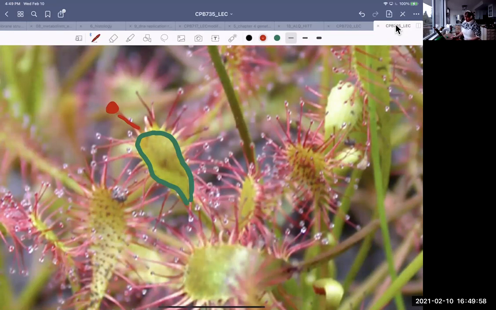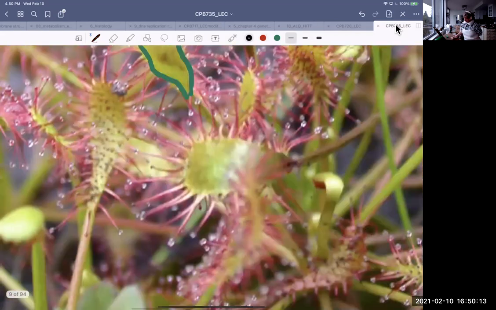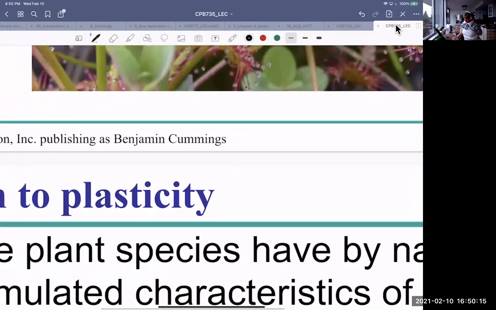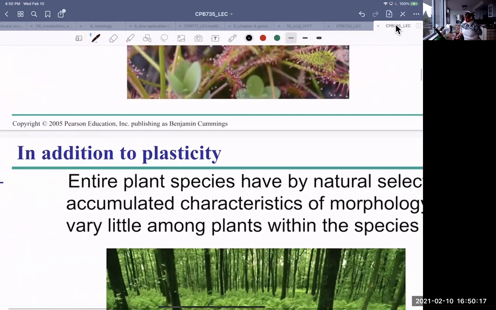So it looks like it might be tasty to an insect, but it's sticky. So the insect comes along, gets stuck there, it gets absorbed for the nitrogen, but it's still a photosynthetic plant. So lots of really cool adaptations.